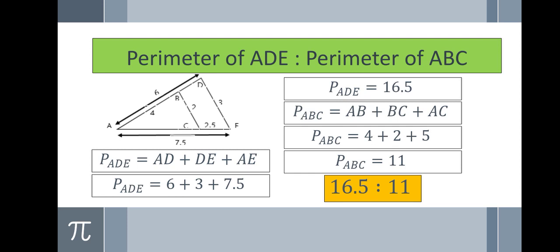So the perimeter of ADE to the perimeter of ABC is 16.5 is to 11. Now we can simplify this further by simply moving the decimal point of your numerator to become a whole number. Now, the rule here is that whatever you do to your numerator, it must be done to your denominator. Since we move one decimal unit in the numerator, we will move 1 unit also in the denominator. So 16.5 is to 11 is also 165 is to 110. And simplify this fraction, it will give us 3 is to 2. Now this is the perimeter of ADE to the perimeter of ABC.